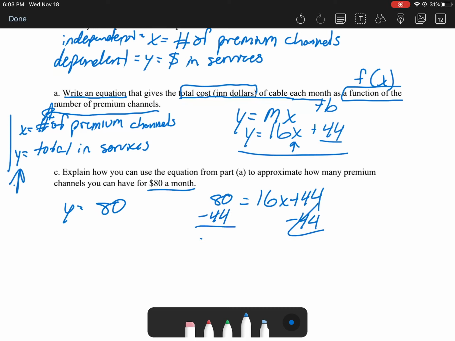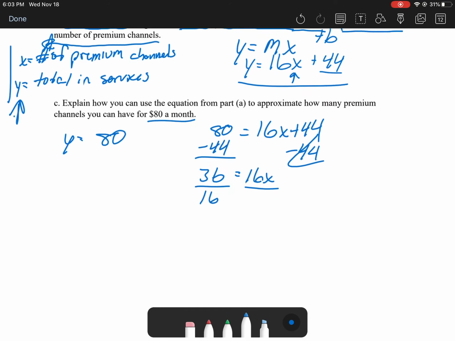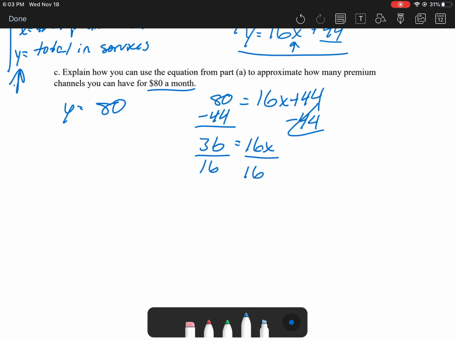Those cancel out. I get 36 is equal to 16x. Divide both sides by 16. I get that x is equal to 2 point something. I think it's 2.25. So how many premium channels can I get? You can say about 2 premium channels.